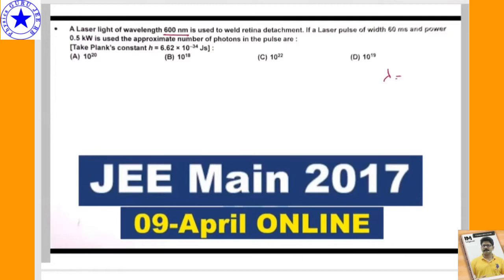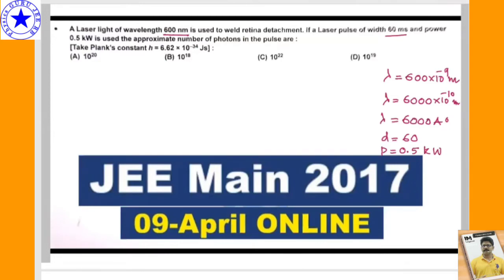So lambda equals 6000 nanometers, 10 to the power of minus 9 meters, or simply lambda is equal to 6000 into 10 to the power of minus 10 meters, or simply lambda equals 6000 angstroms. Hope it is clear. A laser is used to weld a retina detachment. If the laser pulse of width d is 6 milliseconds and power is 0.5 kilowatts, find the approximate number of photons we require.